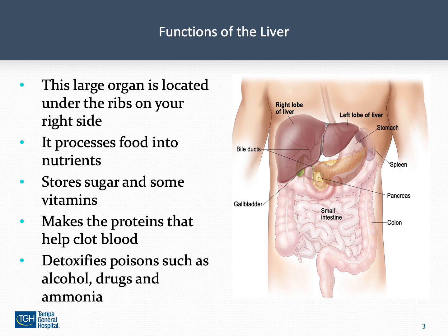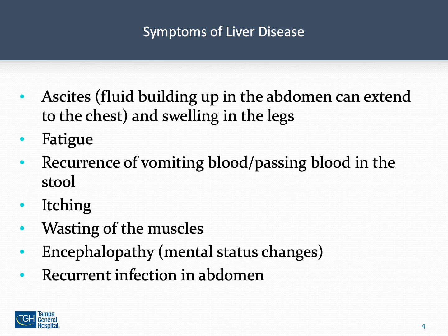The liver is a large organ located under the ribs on your right side. It processes food into nutrients, stores sugar and some vitamins, makes the proteins that help clot blood, and detoxifies poisons such as alcohol, drugs, and ammonia.